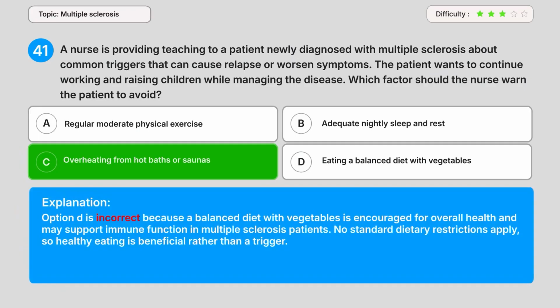Option D is incorrect because a balanced diet with vegetables is encouraged for overall health and may support immune function in multiple sclerosis patients. No standard dietary restrictions apply, so healthy eating is beneficial rather than a trigger.